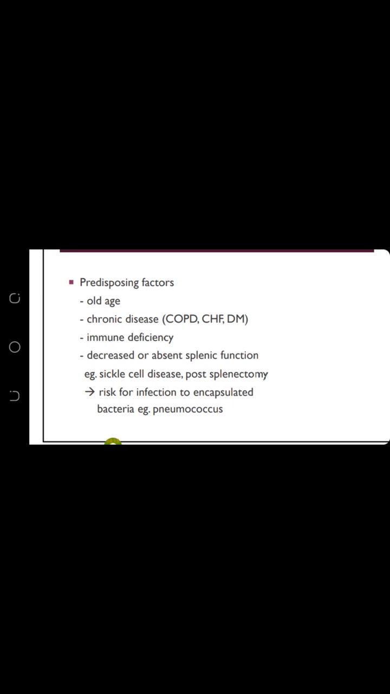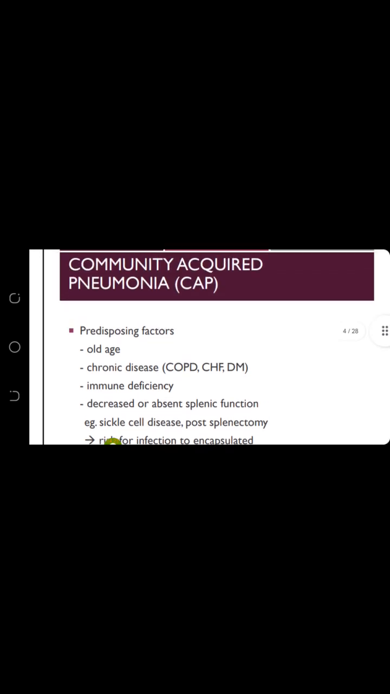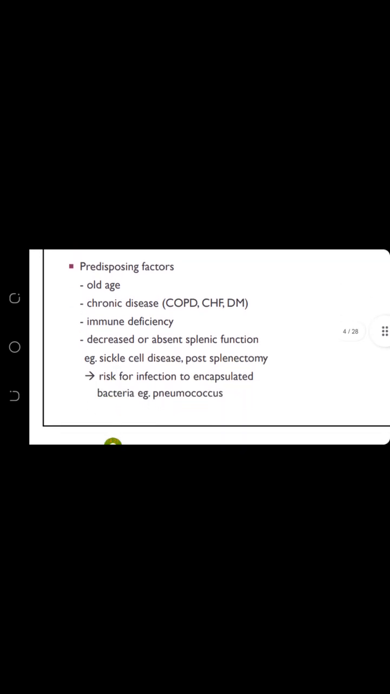So post splenectomy refers to people who are also at a high risk of having the disease we are talking about, which is community-acquired pneumonia. It's even those people coming from an operation, an incision that was done in the spine.